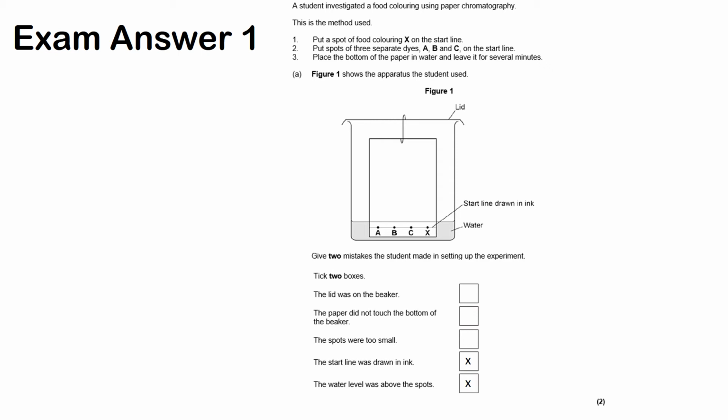Spots are too small. No, that wouldn't matter. It would just mean that the spots, when they did rise up, would be quite small themselves. Start line drawn in ink. Now remember what we said, that is a problem because the ink will dissolve in the water and it'll also rise up the paper and you won't be able to tell your results. And then the water level was above the spots. Again, that's a huge issue because it would mean that the spots would just dissolve in the water and float away from the paper entirely. So it was the bottom 2, start line drawn in ink, and the water level was above the spots.